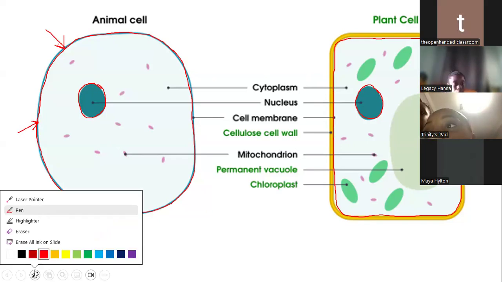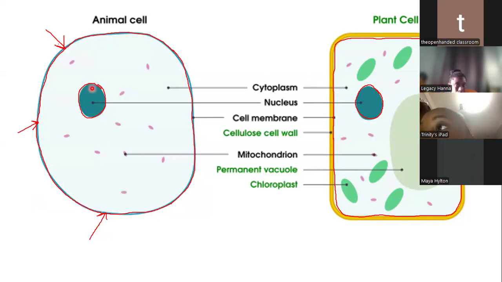The nucleus. What is the function of the nucleus in the cell? The function of the nucleus is to hold DNA and give instructions. Very good. What's another word we could use for it? Brain. It's the brain of the cell. Very good.